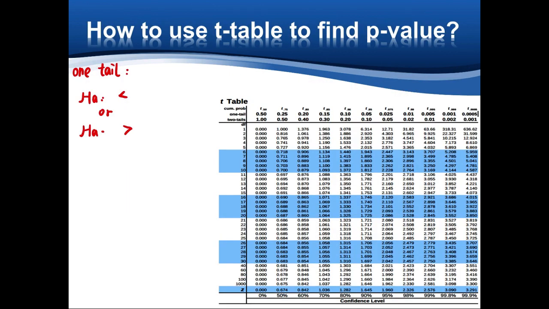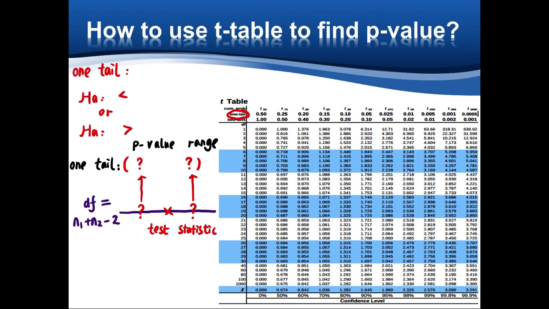How to use the t-table to find the p-value? First, if HA is smaller than or bigger than, it is a 1-tail problem. Look at the row of DF, which is N1 plus N2 minus 2. On that row, find the 2 neighbors of the test statistic, and up to the 1-tail row range, the p-value will be arranged then.